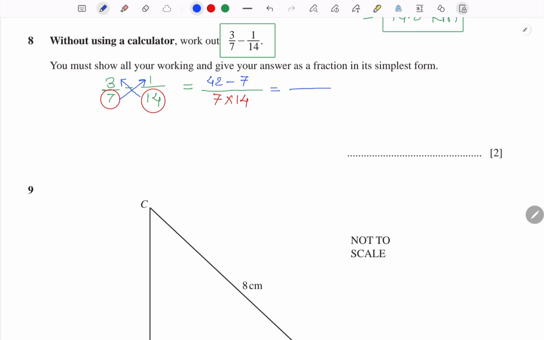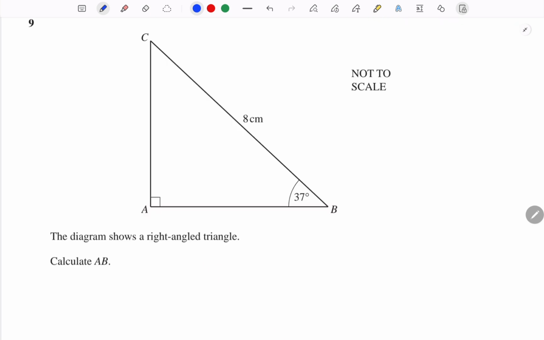If you subtract 7 from 42 you will get 35. 7 multiplied by 14 will give you 98. If you factor out 7, this will be 5 and this will be 14. So 5 upon 14. So here we have our answer as 5 divided by 14.